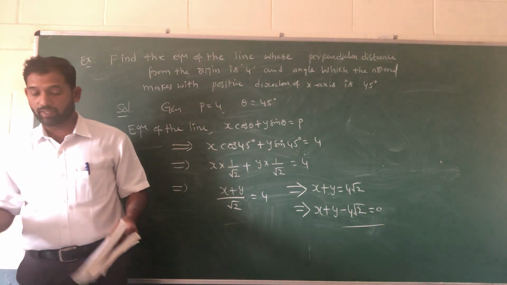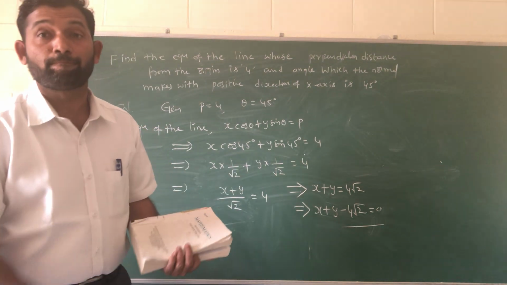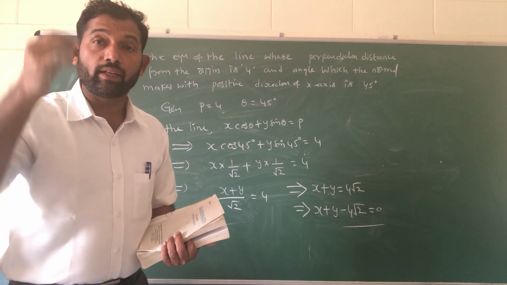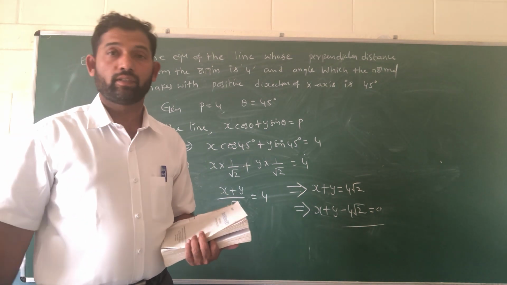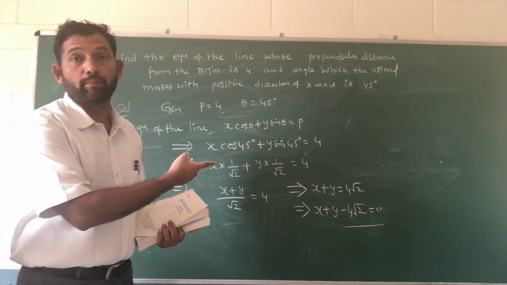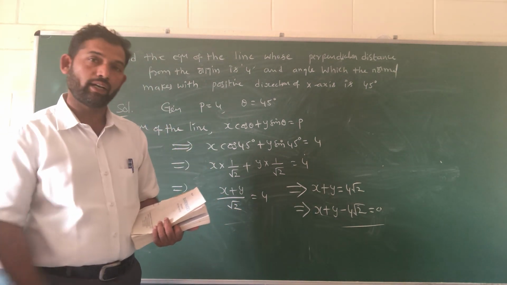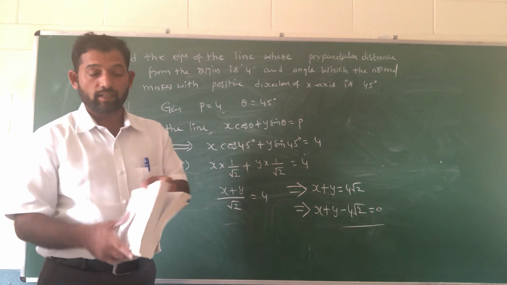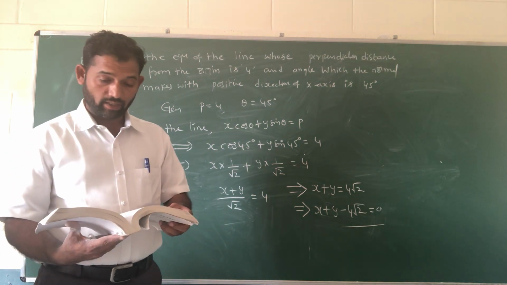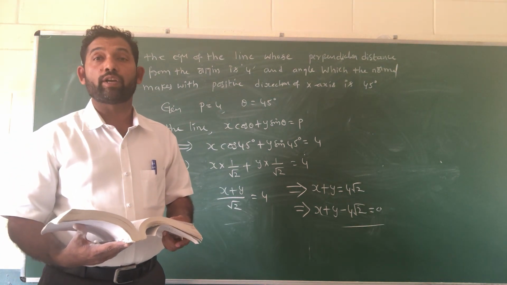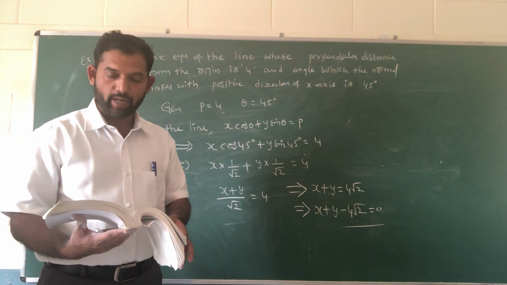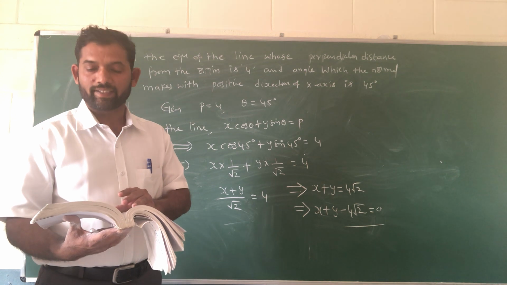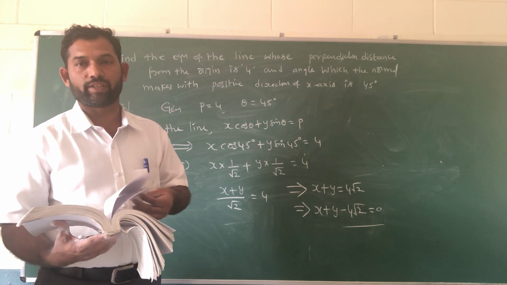So if the perpendicular distance and theta value are given, that is the normal form, and you have to write it. Understand? So all concepts are completed. Next I will start the 10.2 exercise. All concepts related to the 10.2 exercise are completed.